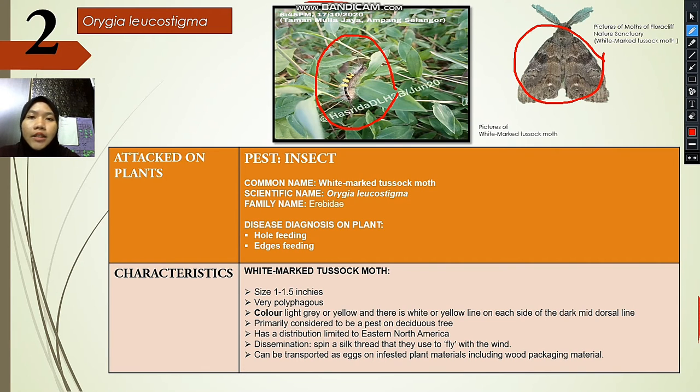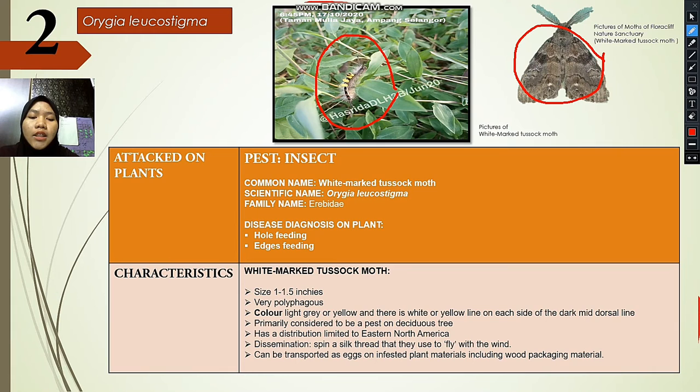For the characteristics of white mark tussock moths, first is size, 1 to 1.5 inches. It's very polyphagous. Its colors are light gray or yellow. It's primarily considered to be a pest on deciduous trees, yet it has a distribution limited to eastern North America.